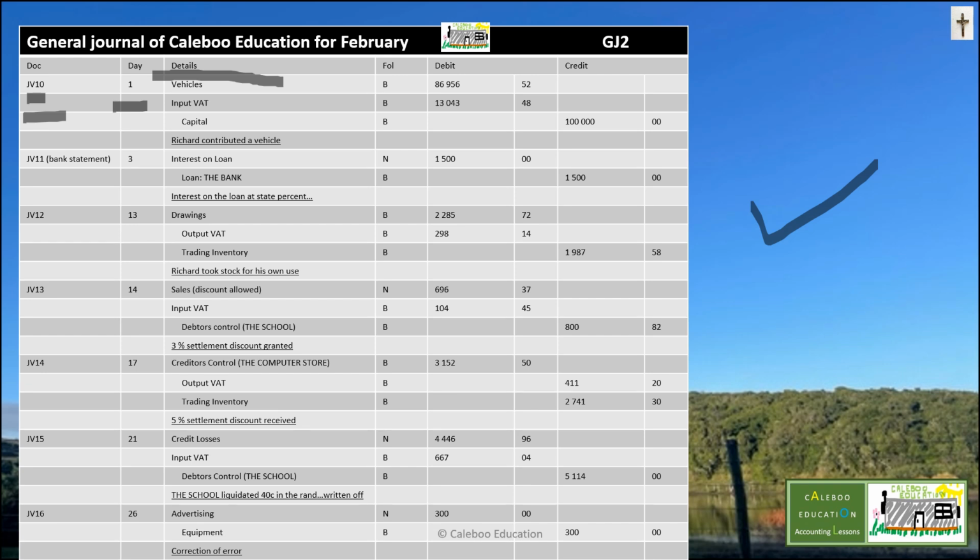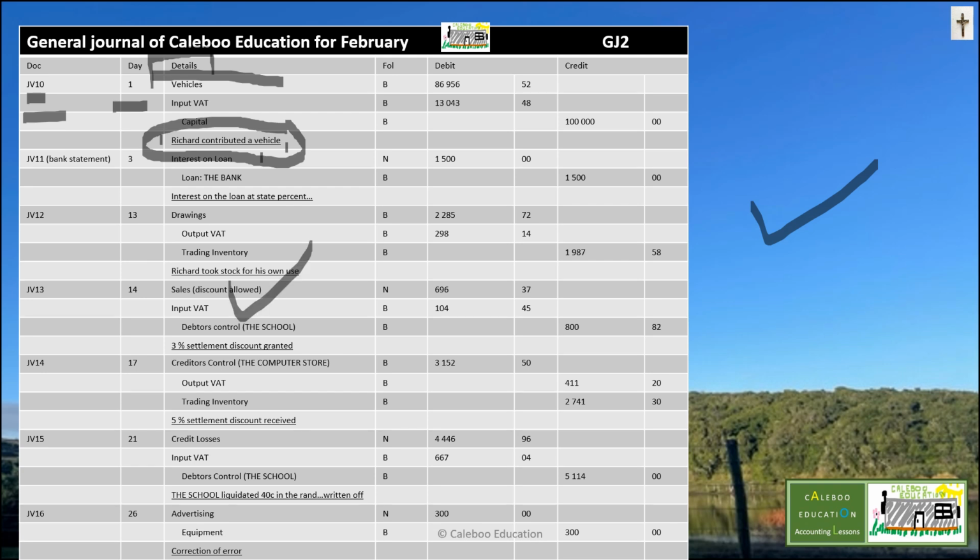I will go into it in more detail as we move on in this video, but this column here for details is the column which records the general ledger accounts which are debited and credited. And at the end of a transaction, there's something called a journal narration, a journal story about the transaction. For example, here, Richard contributed a vehicle. It tells you more about the transaction.